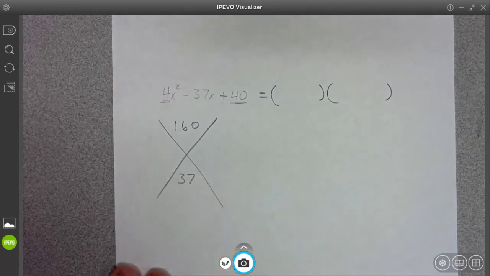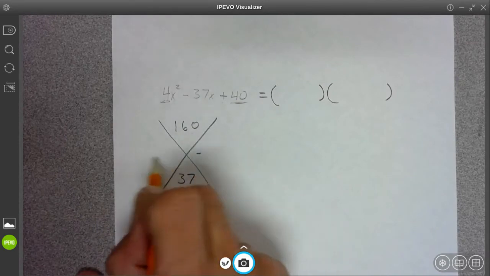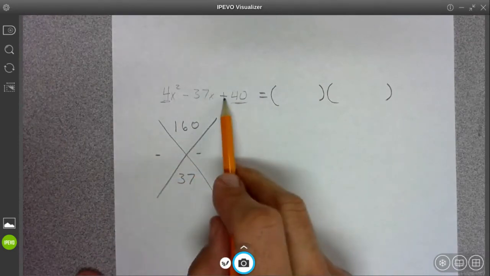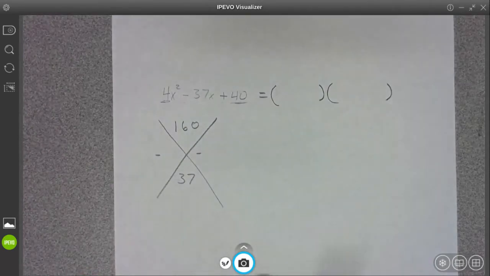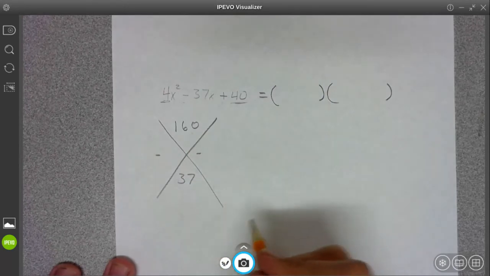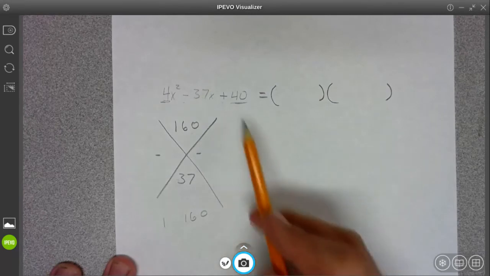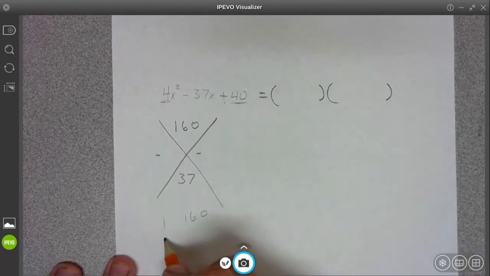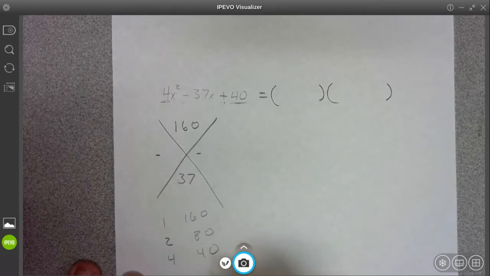Or you could put negative 37. I know that these are both going to have to be negative, because they're the same signs and both are negative. This is going to take a minute. So we're going to have to list out the factors of 160. This is just a big problem. 1 and 160. Those do not add up to 37. 2 and 80. No. 3 doesn't go into it. 4 and 40. We're getting closer.